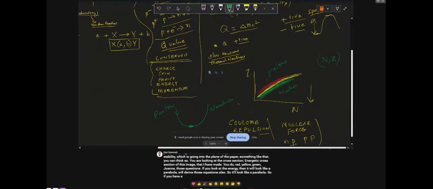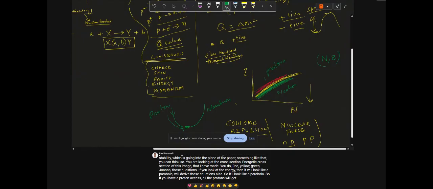So if you have a proton excess, all the protons will get converted slowly, in steps, into neutrons, and it will come to the bottom of this parabola where the nuclear species will be stable. This lowest point on the parabola would represent the line of nuclear stability. Similarly, vice versa on the other side, if you have neutron excess.